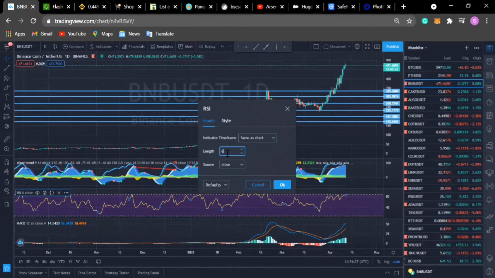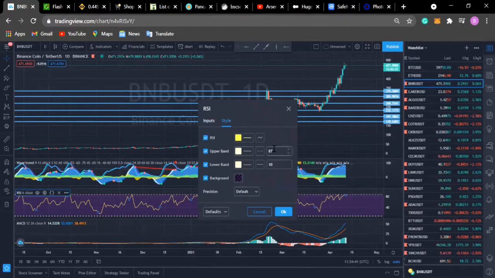So put it on 6 and you go to style. Now in style, you change this to 10, and this to anything above 85. That's good. What this does is, just watch, I'm reducing. Watch the top of the RSI here, it's actually reducing. You can see it going down. So that's what this does.